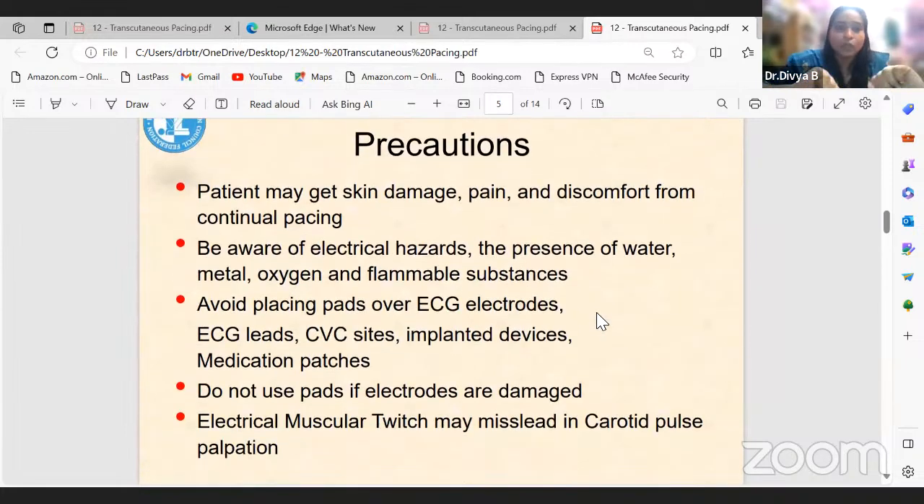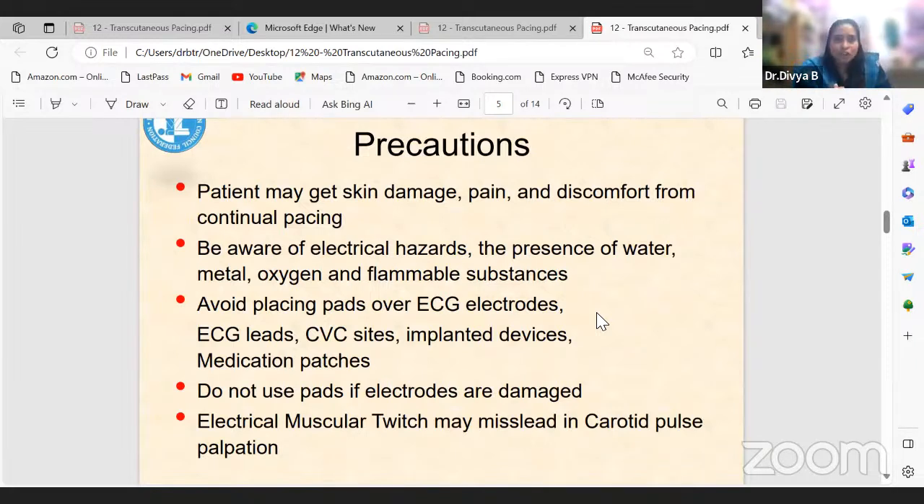And then, yes, coming to precautions, it's just like the precautions you take for defibrillation. There's a possibility of skin damage, pain and discomfort, because the patient is conscious and oriented. So you will be thinking about the pain and discomfort that the patient can have, and the skin damage, obviously. And then the electrical hazards: presence of water because of the conduction, right? And then oxygen, any flammable substances, any metal contact or whatever.